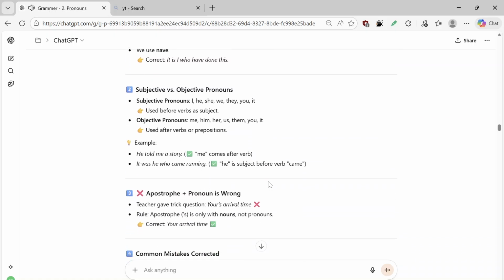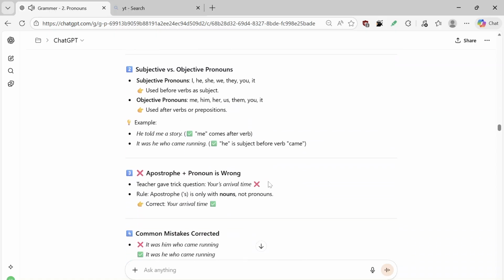Subjective versus objective pronouns. Subjective pronouns: I, he, she, they, you, it. They are used before verbs as the subject. Objective pronouns: me, him, her, us, them, you, it. They are used after verbs or prepositions. Example: "He told me a story." Me comes after the verb. "It was he who came running." He is the subject before the verb "came."